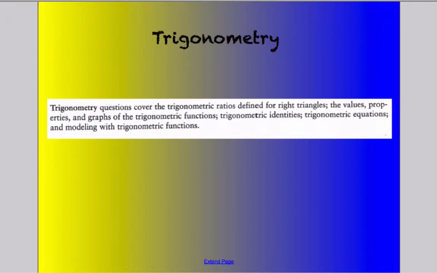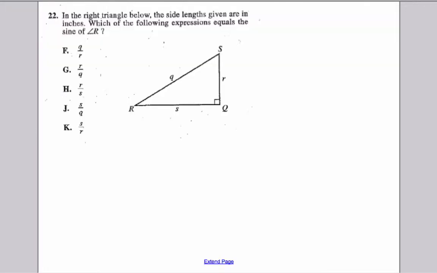Let's work through a couple of the problems on the practice test. Here is the first one. In the right triangle below, the side lengths given are in inches. Which of the following expressions equals the sine of angle R? I realize that it's a right triangle, that's important. So we are dealing with SOHCAHTOA, and it's important that you make sure you spell it correctly. Sine is opposite over hypotenuse, cosine is adjacent over hypotenuse, and the tangent is opposite over adjacent.